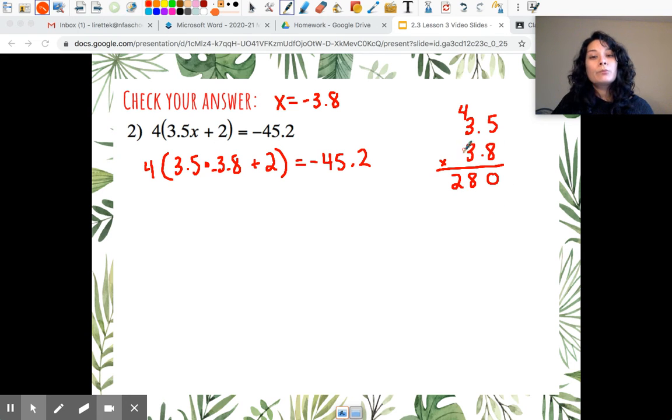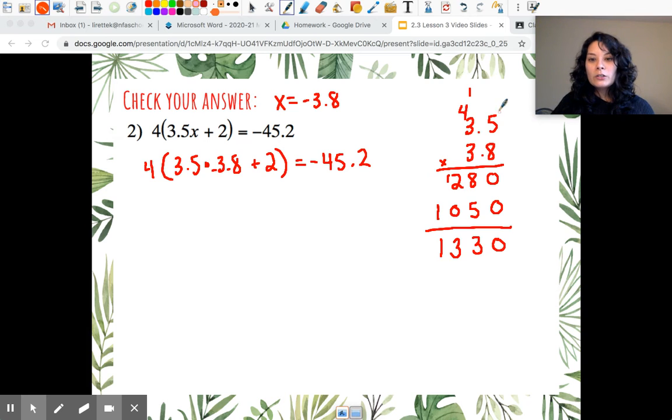Since I now need to multiply with this 3, I need to drop a 0 for my new row and keep going. 3 times 5 is 15, carry the 1. 3 times 3 is 9, plus 1 more is 10. Add down the columns, 0. 8 plus 5 is 13, carry the 1. 2 plus 1 is 3, and the 1 comes down.